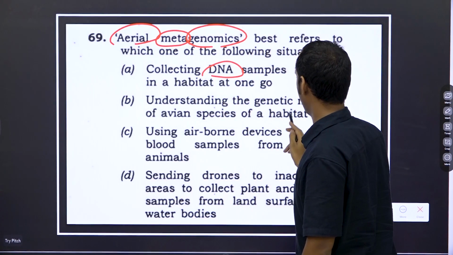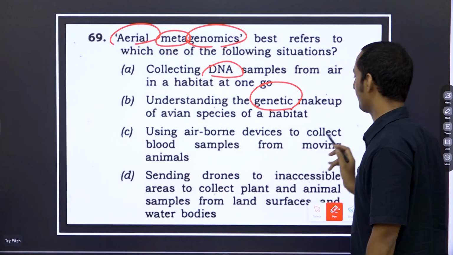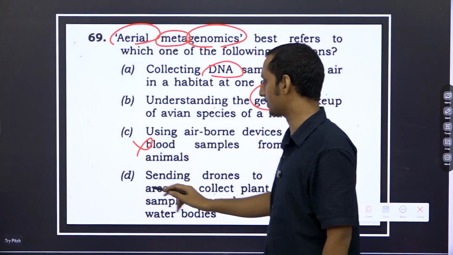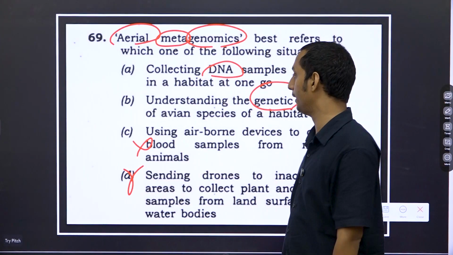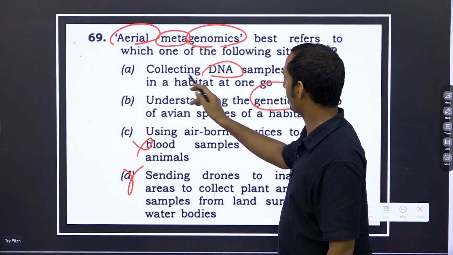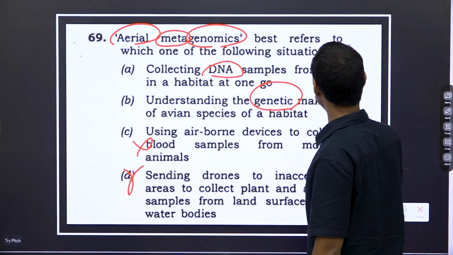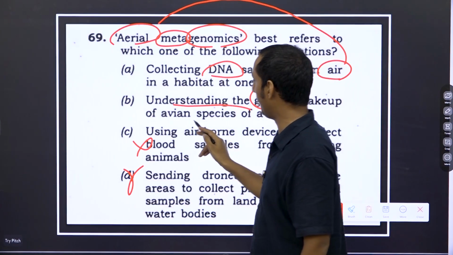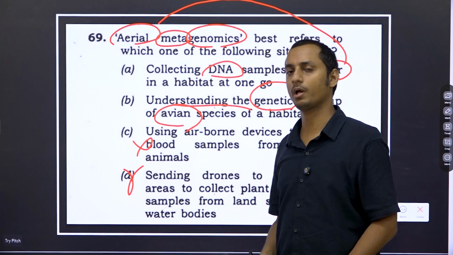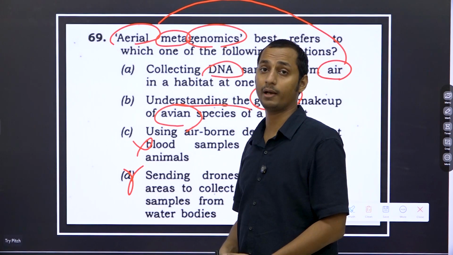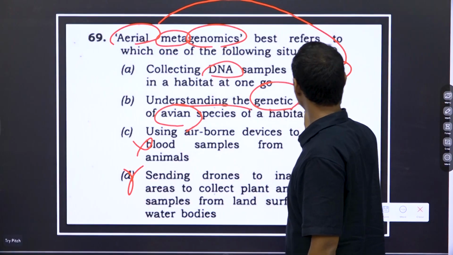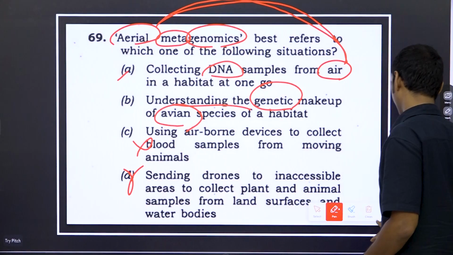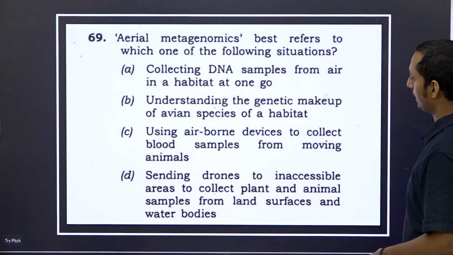Now, let's take the word genome. DNA has genome. Genetic makeup has genome. Using airborne devices to collect blood samples doesn't have genome. Sending drones to inaccessible areas to collect samples doesn't have genome. So we have directly eliminated options C and D. Now, what about aerial? Collecting DNA samples from air is aerial. But here, in the second option, understanding the genetic makeup of avian species. Then UPSC could have provided avian metagenomics and not aerial metagenomics. Therefore, since the word aerial has direct relation with air, you can go with option A, which is also the right answer to this.